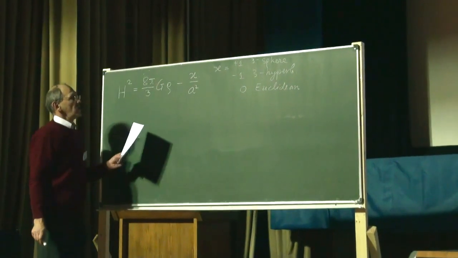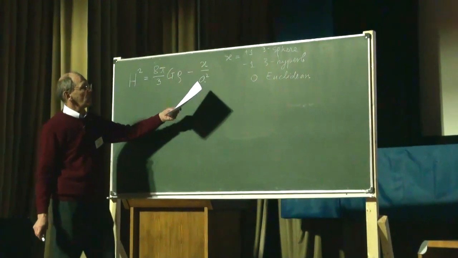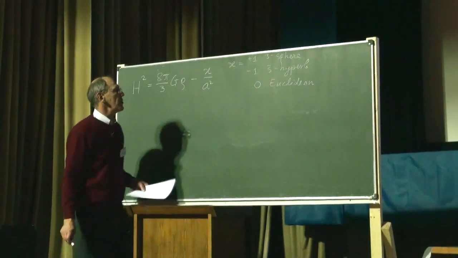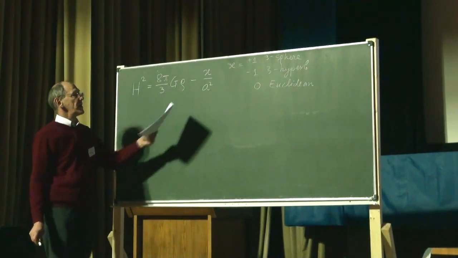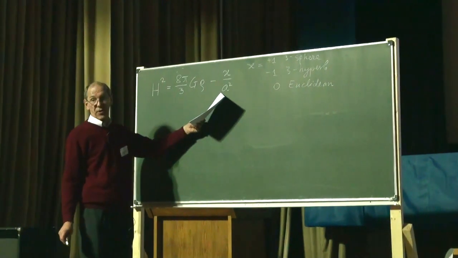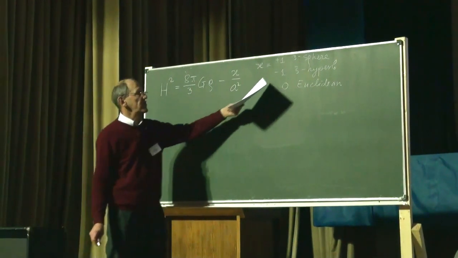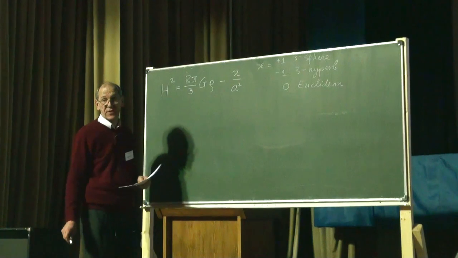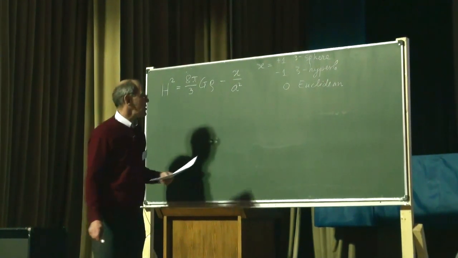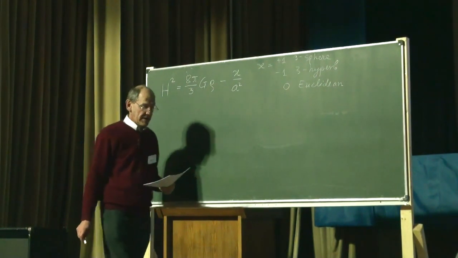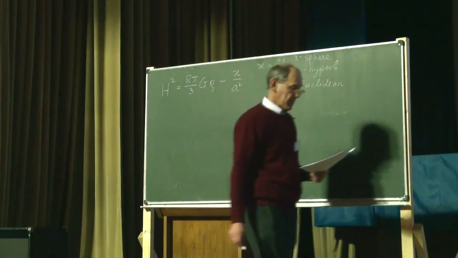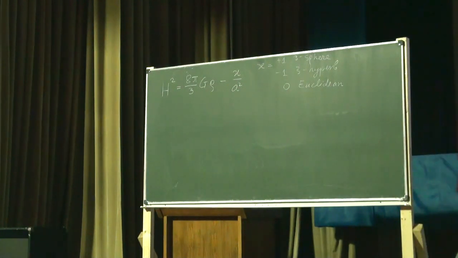So depending on whether we are dealing with a three-sphere or a three-hyperboloid, a can also be interpreted as the radius of curvature. In the case of a three-dimensional sphere, it's just the radius of the sphere. So there is a contribution to the expansion rate due to the curvature of three-dimensional space. Okay?